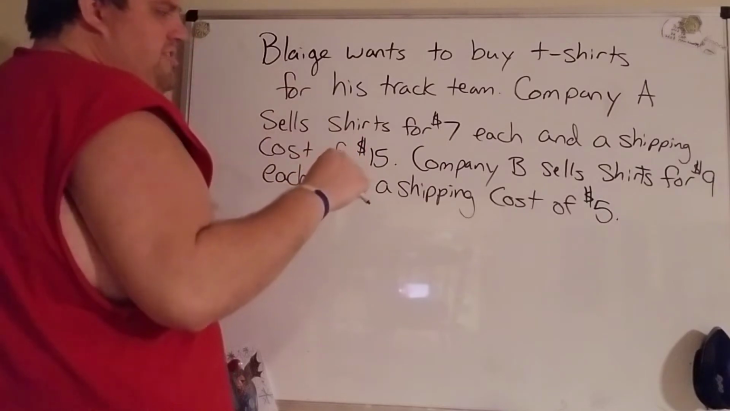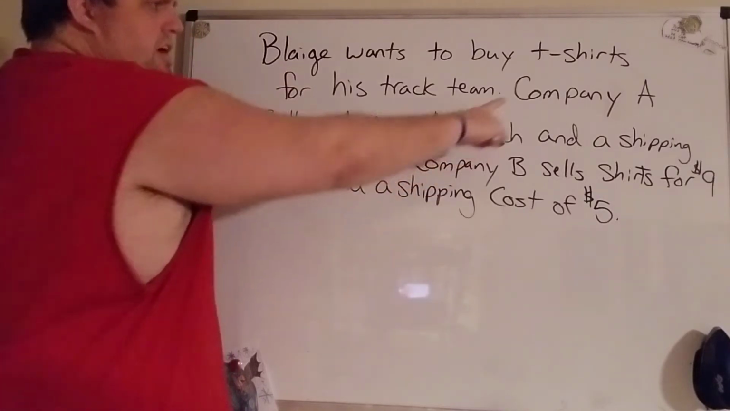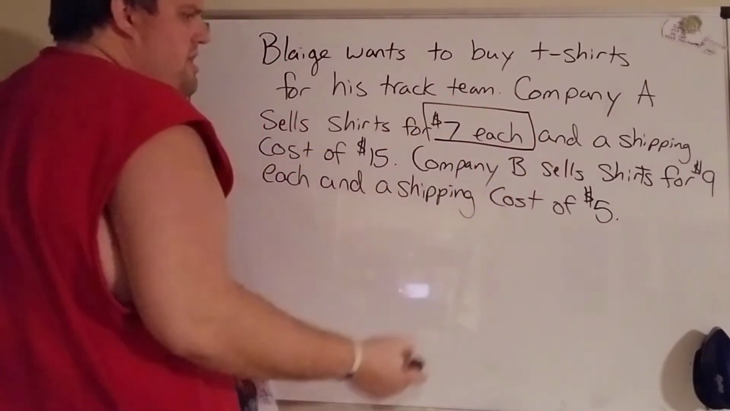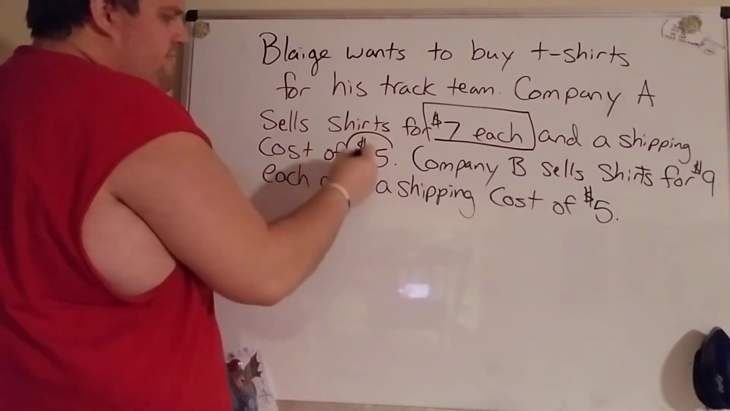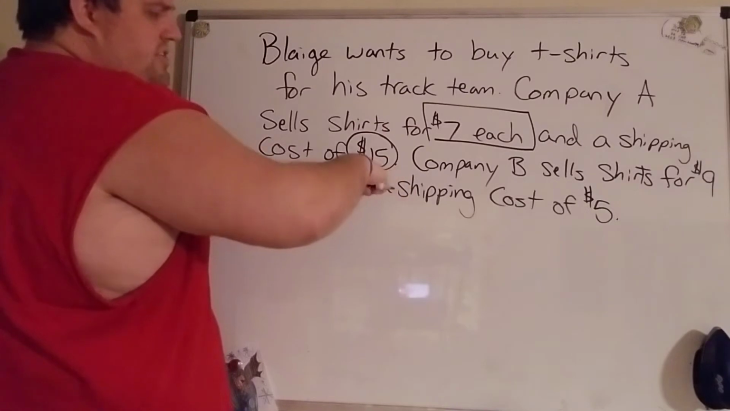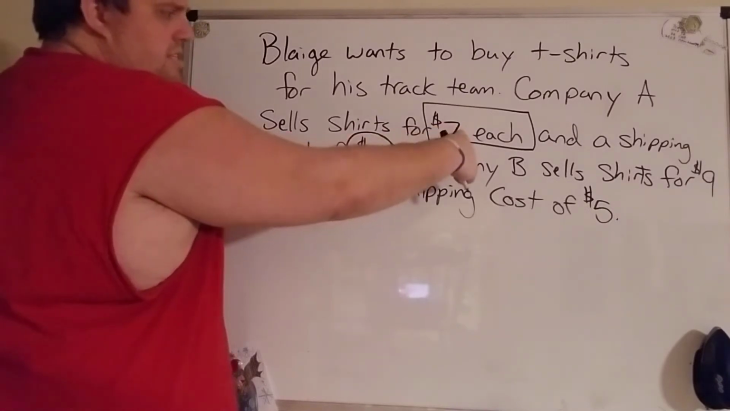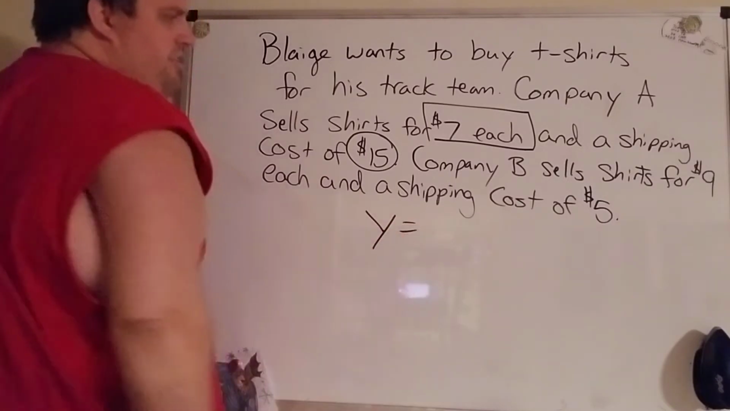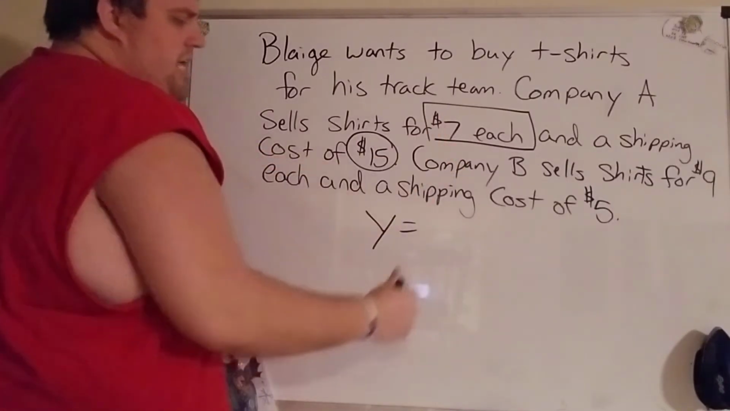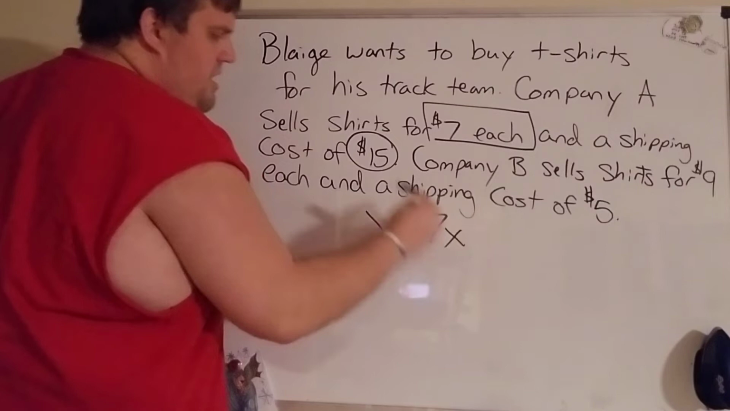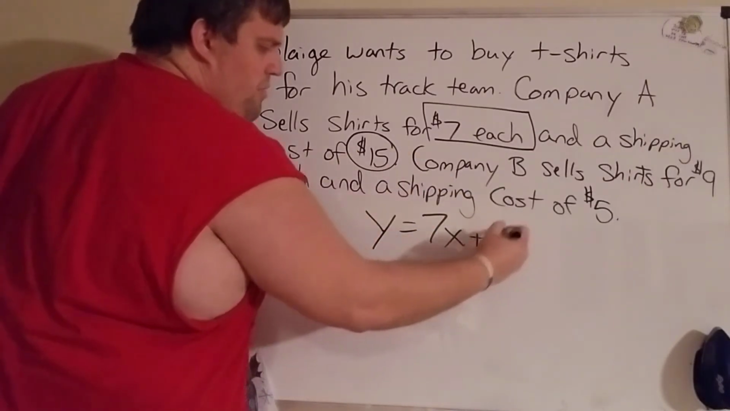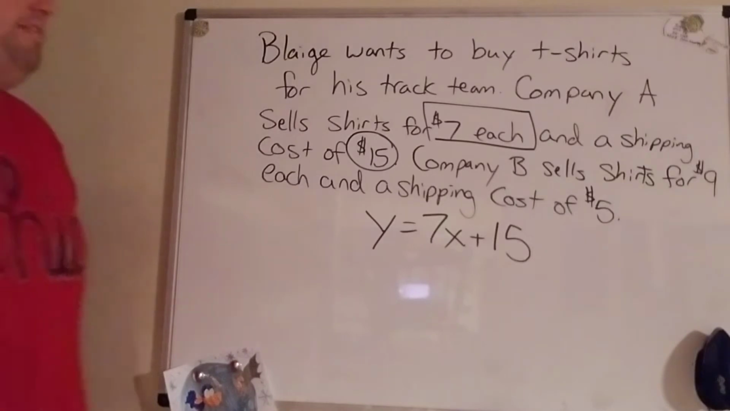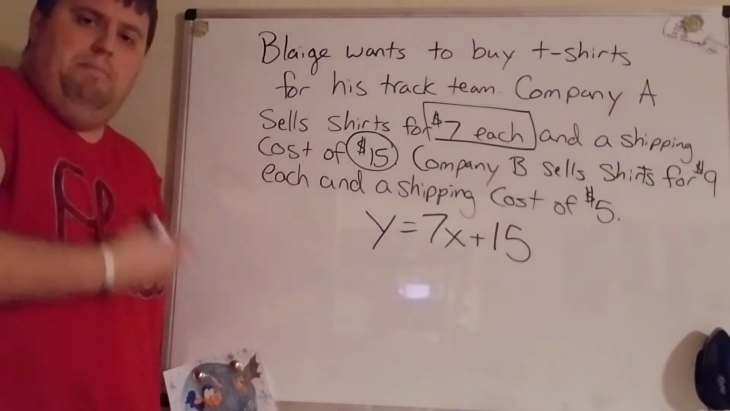So what I'm going to do while I'm working on these is I'm basically going to write these equations out. So for company A here, it's $7 each shirt and a shipping cost of 15. So this is like one time. This is each shirt. So back in slope intercept form, we learned that our slope is the one that keeps happening. Our shipping cost here would be a one-time fee. So y equals 7x plus 15, that's going to represent this company.